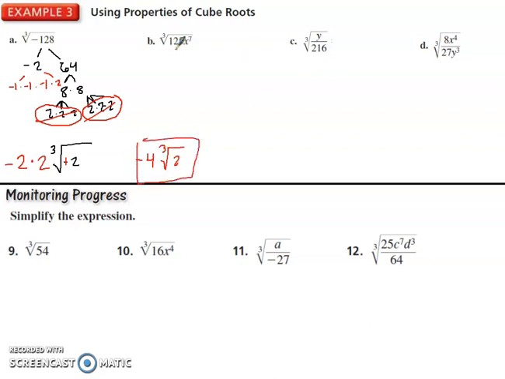For 125, that'll break down into 5 times 5 times 5. And x to the 7th is x to the 3rd, x to the 3rd, and another x. So I can take out a 5, an x, but there is an x remaining. So I've got 5 with 2 x's and the cube root of x.